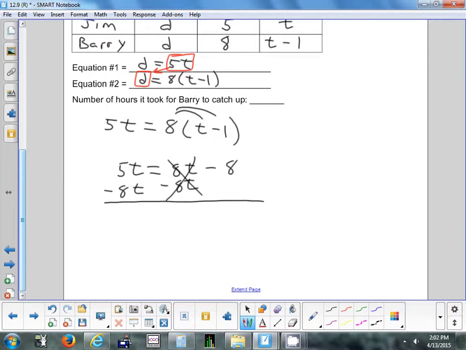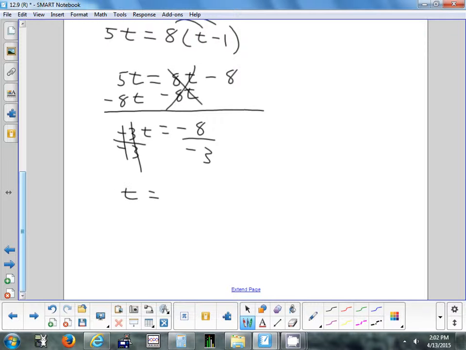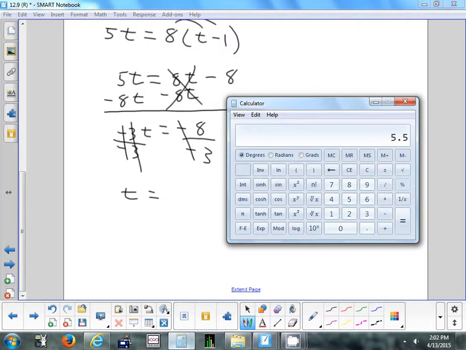Okay, Savon, what do I get on the left? You have 3t, right? No, negative 3t. Yeah, careful, that negative will mess us up, but you got it. Okay, and my last step. Divide by what? Negative 3. So t is 8 divided by 3. If you get something that doesn't divide nicely, round it to two decimal places. 2.67 hours.